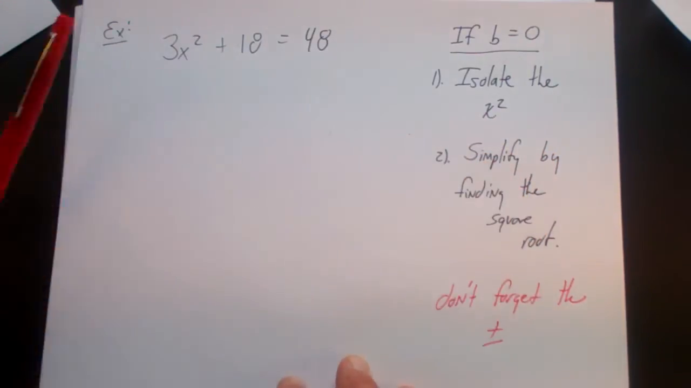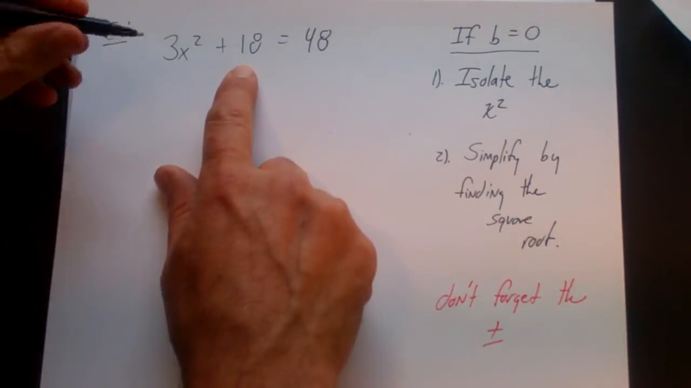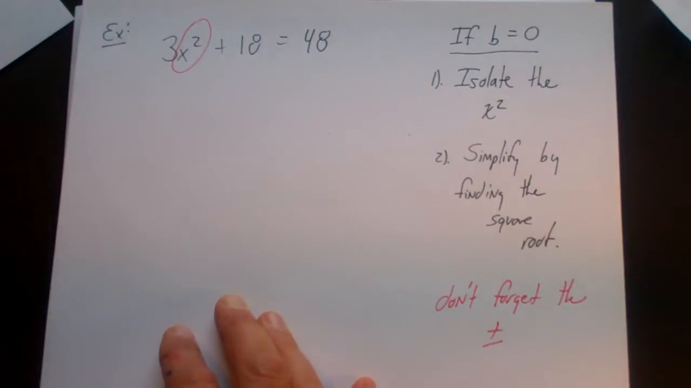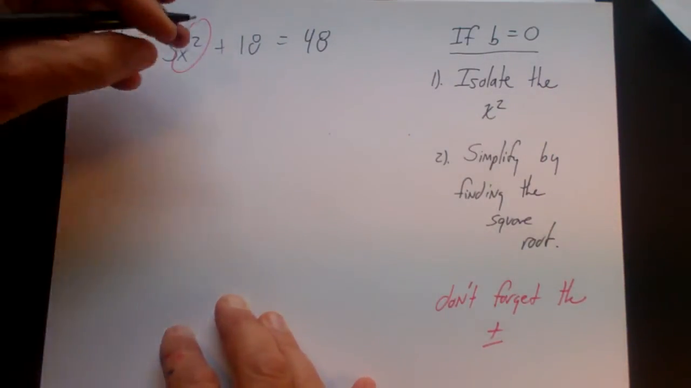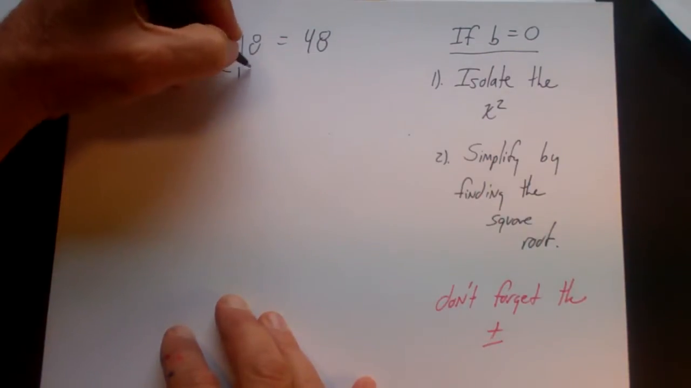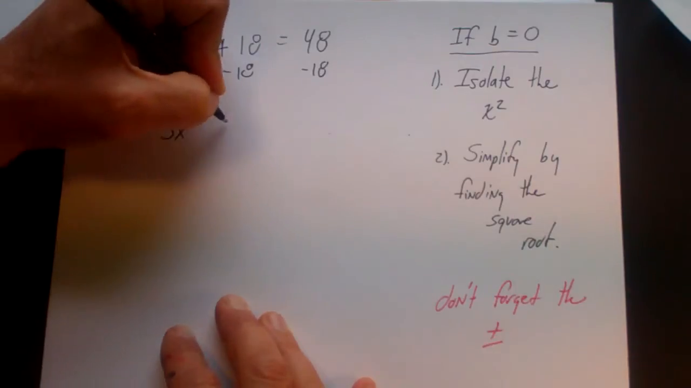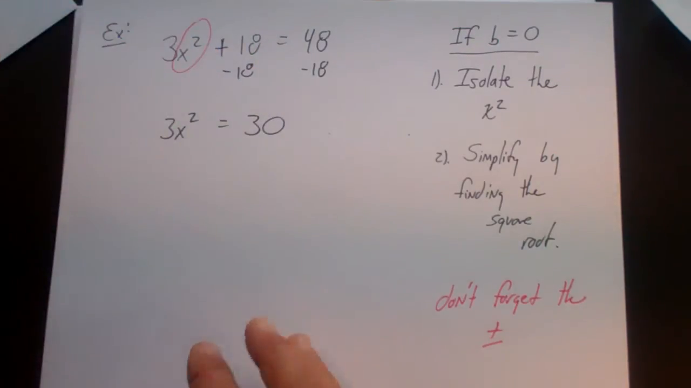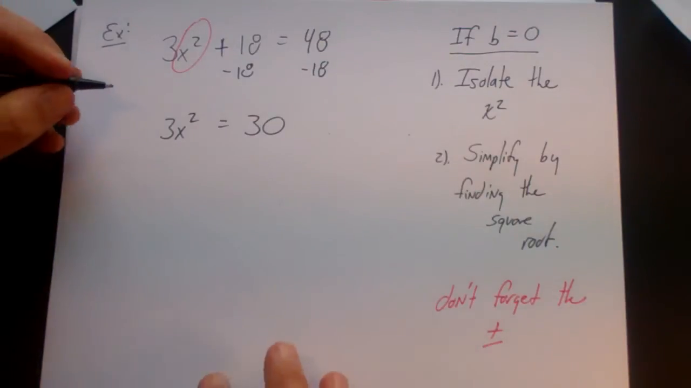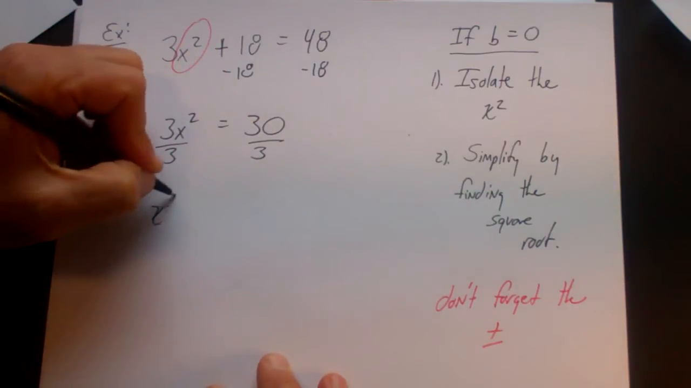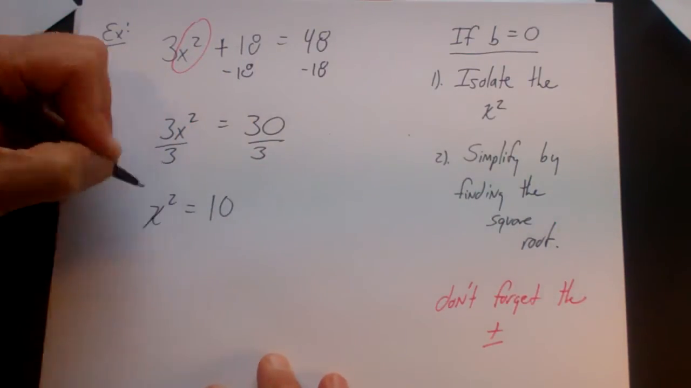the plus minus. So the very first thing we want to do here is, sometimes I'll take a red pen and circle the x squared term, and we want to isolate that. This is a plus 18, so we want to subtract 18 from both sides. And we get 3x squared is equal to 30. At this point, you can either multiply by 1/3 or divide by 3. It doesn't matter which one. And you get x squared is equal to 10. And that's the end of step 1.